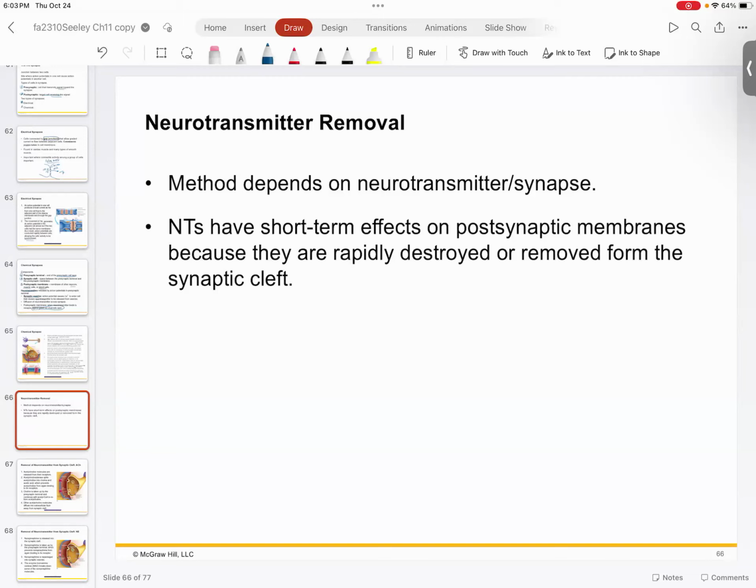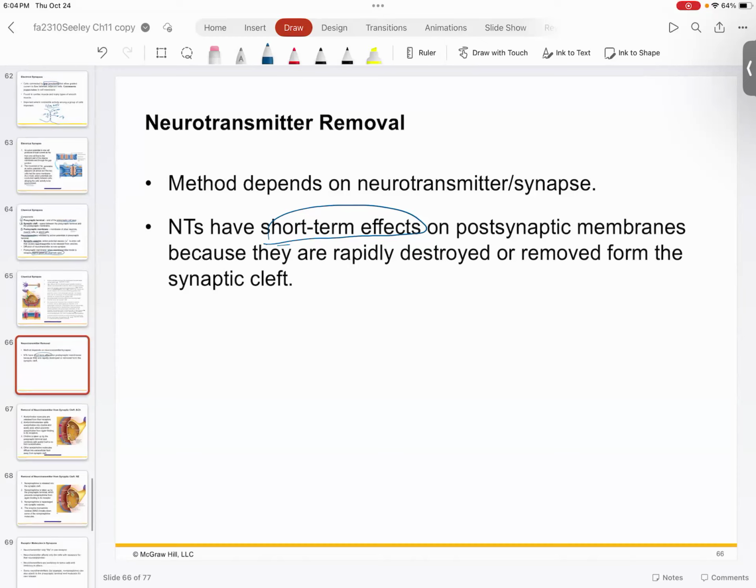Your neurotransmitters have to be removed. This is different for each neurotransmitter in each synapse, right? Basically, neurotransmitters are designed to create short-term effects, not long-term effects. If you want long-term effects, you typically use the endocrine system. If you want short-term effects, you typically use the nervous system, right? So these neurotransmitters typically are rapidly destroyed and removed from the cleft so you can reset the system, so that you can have another signal coming through.